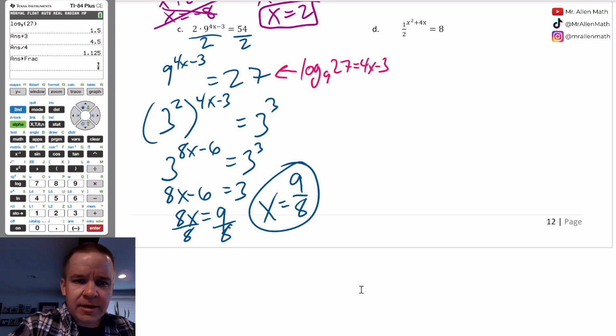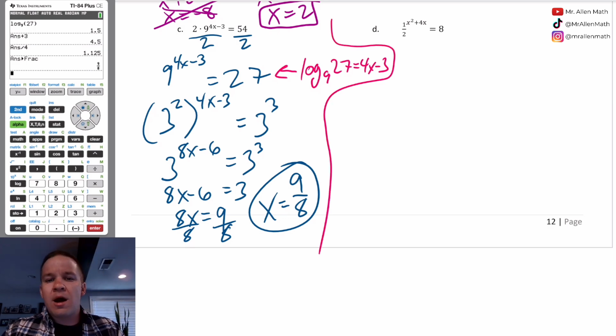Lovely, fantastic. Let's see here. Boom. All right, last one here, guys. Last problem. Last math problem of the semester here. It's an emotional time, yes?